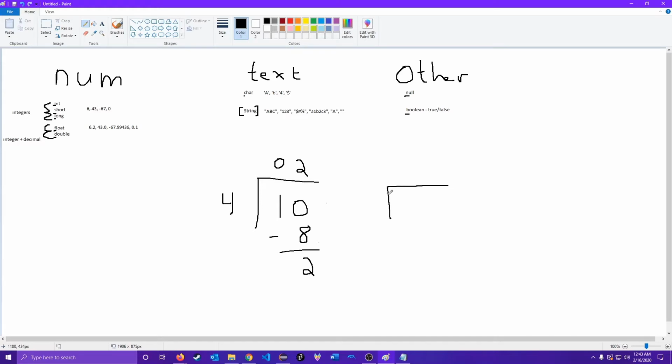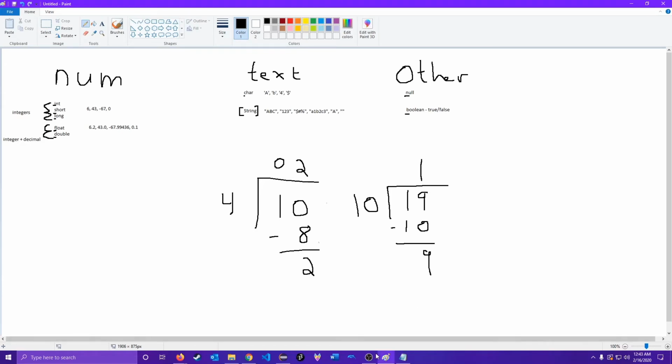Even if we did something like 19 divided by 10, right? 19 divided by 10 gives you 1.9. But as far as Java is concerned, that's just the number 1, because 10 times 1 is 10, subtract, we get 9, and since 9 is less than 10, we're done.